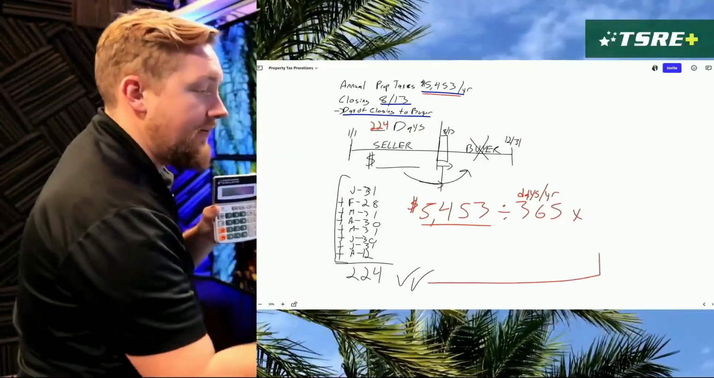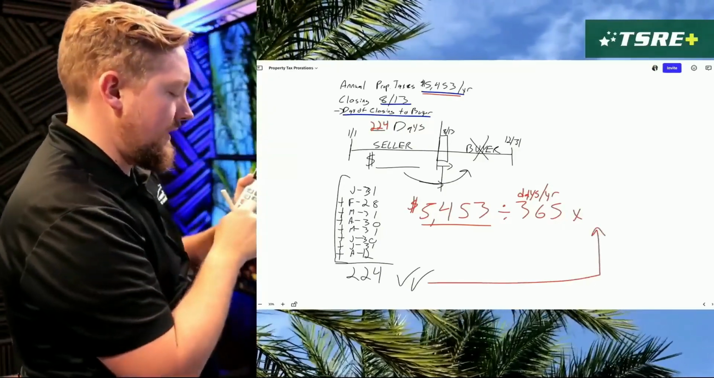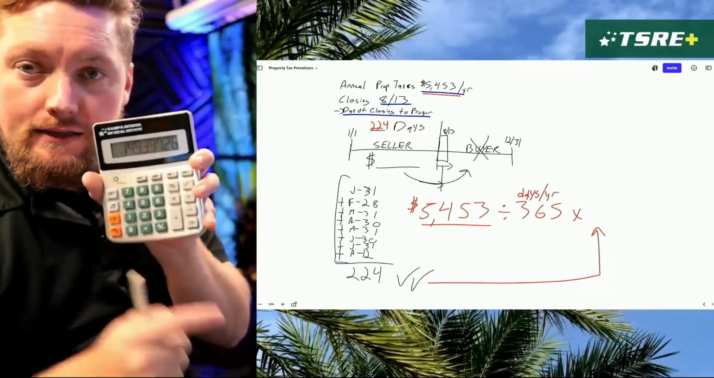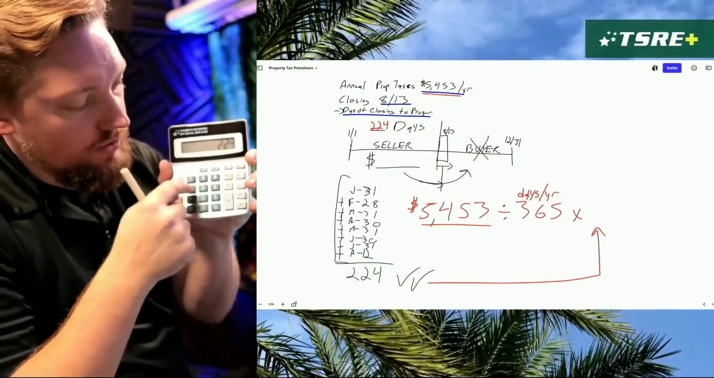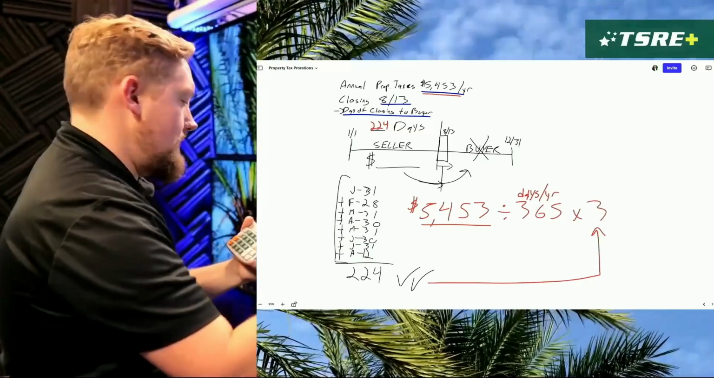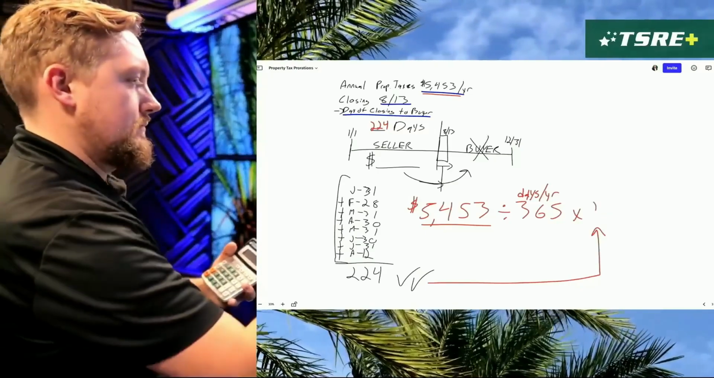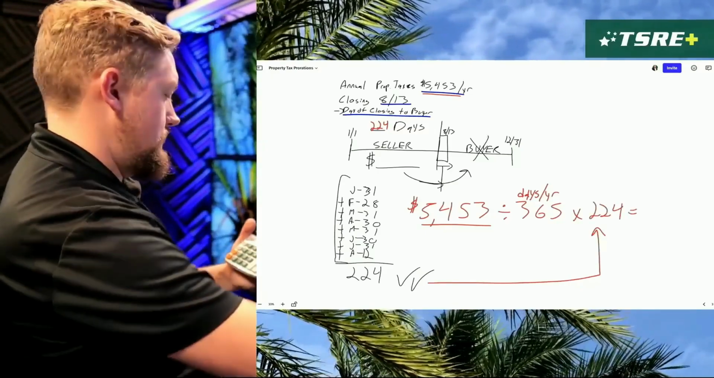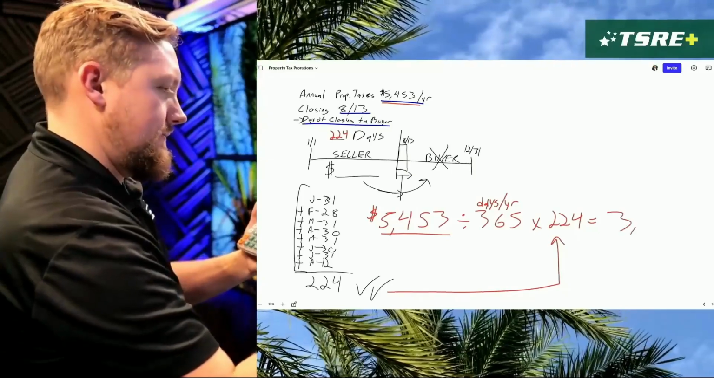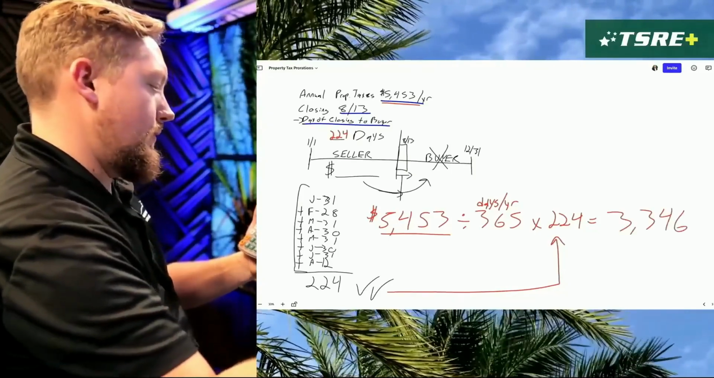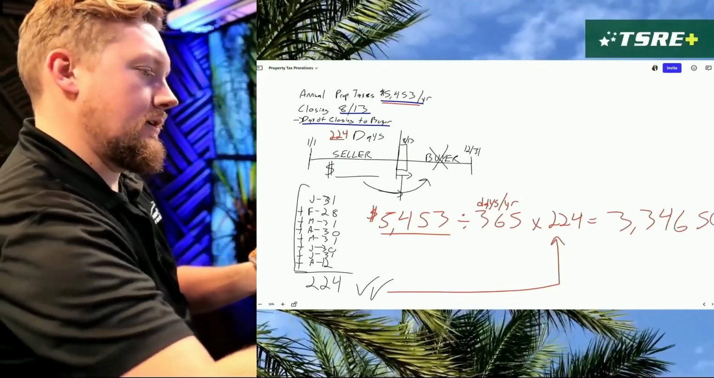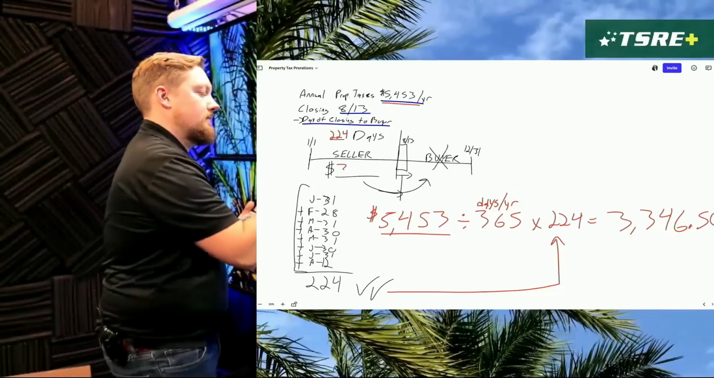That's why we already found out that this is 224. So we can simply do times, that long number times 224. And that will give us $3,346.50.